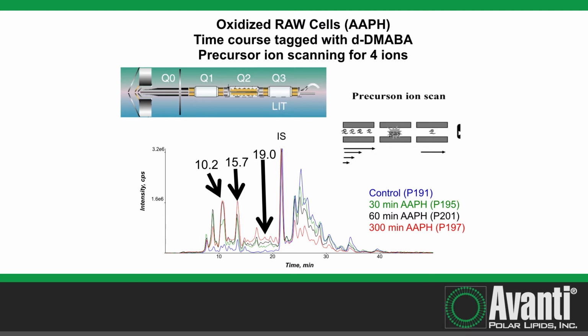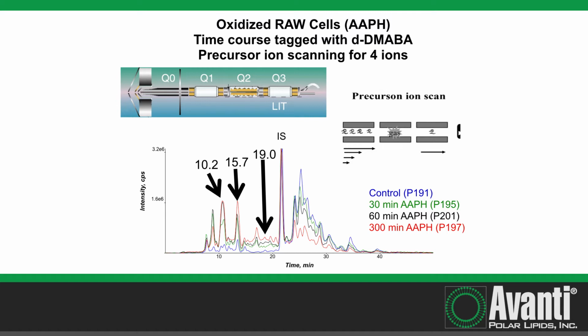So what are all these things? When we do this precursor ion scanning, they're telling us which ones were coming off depending upon the time of incubation with that free radical generating agent. So we see this red one here. These are the early peaks, and so they're being formed much later. So they're probably the products of more extensive free radical oxidation.